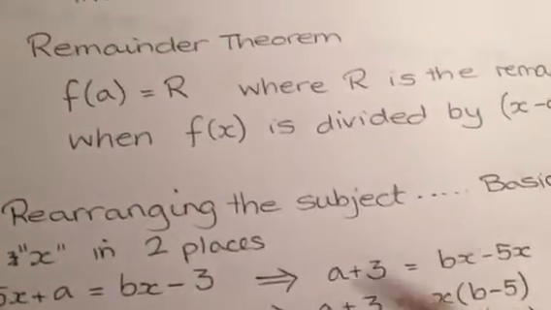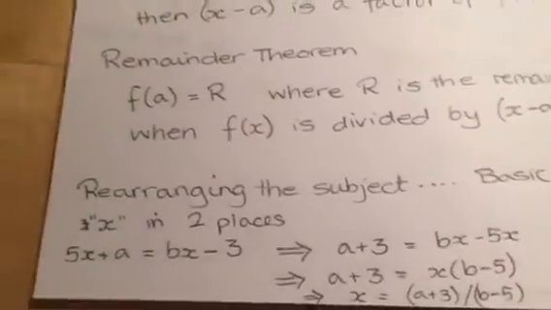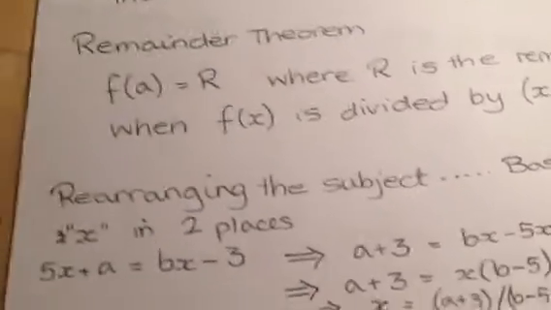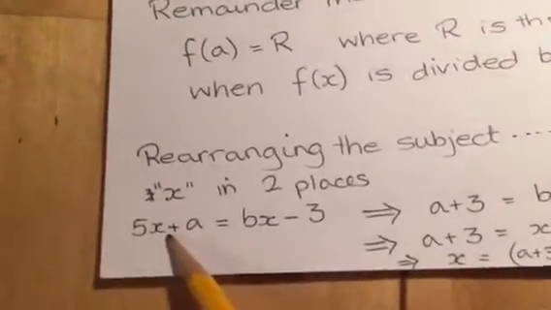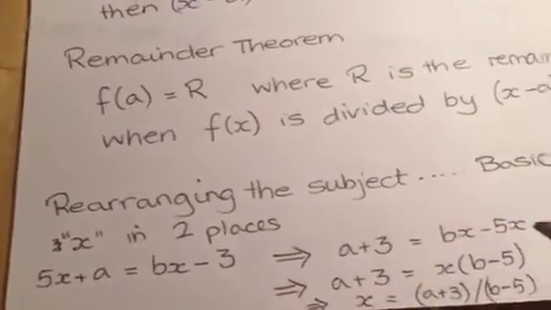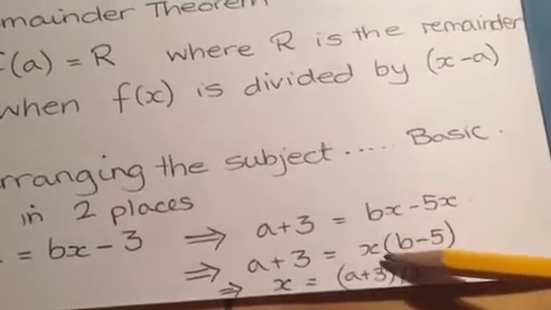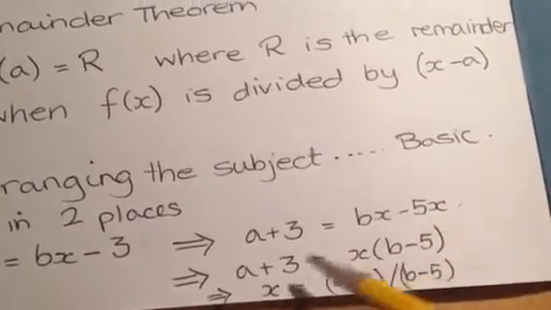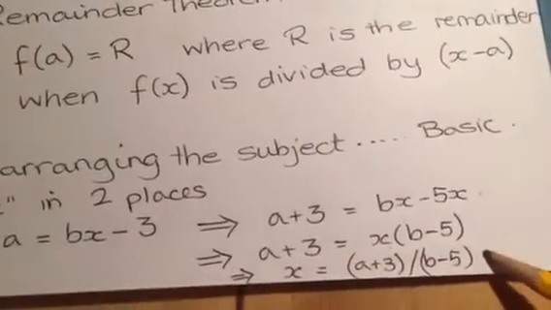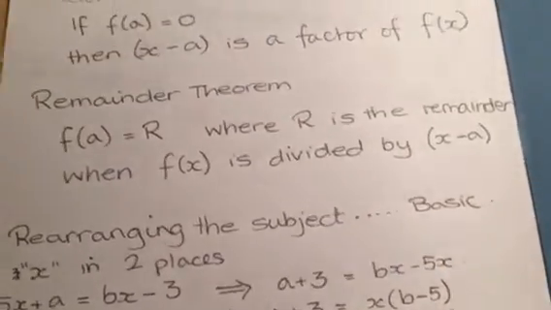Make sure you're very good at rearranging the subject. You should know all the basic sort of ones for rearranging the subject, but remember as well how to do where x appears in two different places. For example, 5x plus a equals bx minus 3. You need to get all the x terms on one side, everything else on the other side, which means you can take x out as a common factor, and then you get x equals a plus 3 divided by b minus 5 in this case. So make sure that you can do all the basic rearranging.